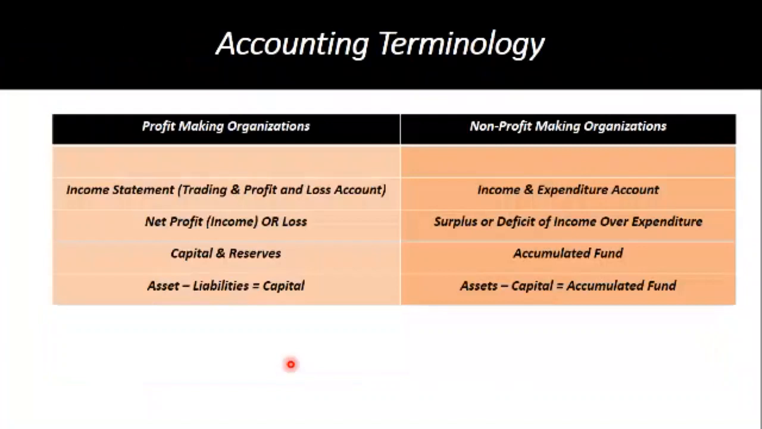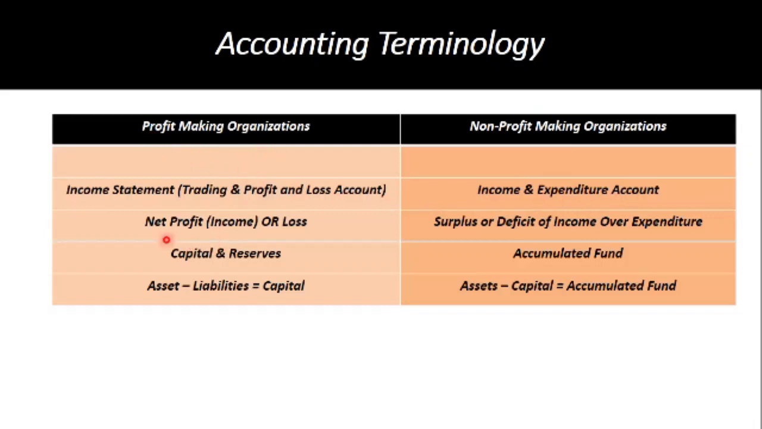Right. Some of the accounting terminology that we'll come across and what they are compared to what we have done before in profit making organizations compared with non-profit making organizations. The income statement or trading and profit and loss account is called income and expenditure account in non-profit making organization. Okay. Because they are non-profit making, they do not trade. So they cannot have a trading and profit and loss account. So what they have is an income and expenditure account.